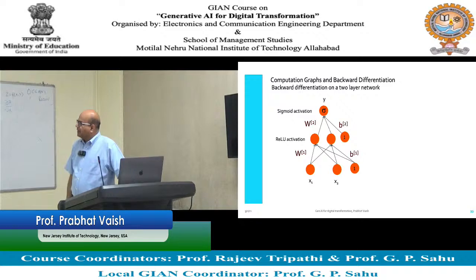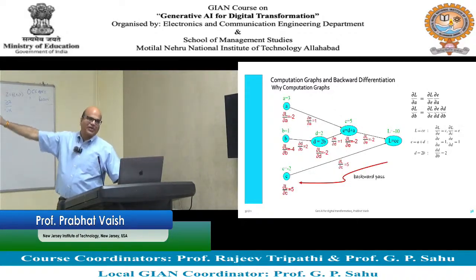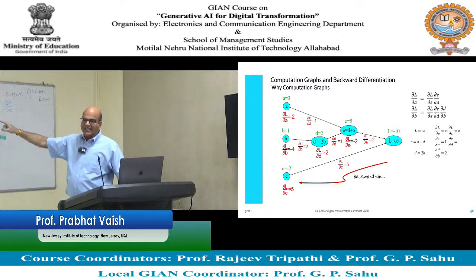So, the backward differentiation on a two-layer network. What we had was an example of just a one-layer network. Now we're trying to introduce some complexity here, but again, keep in mind, it's just the intuition that I want you to have.